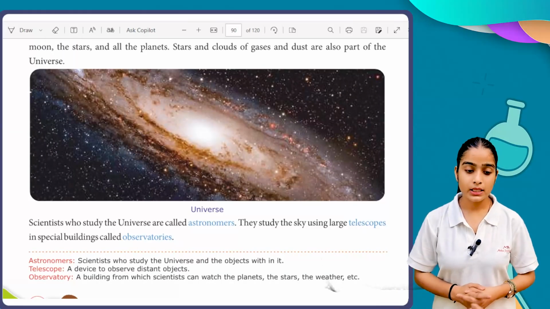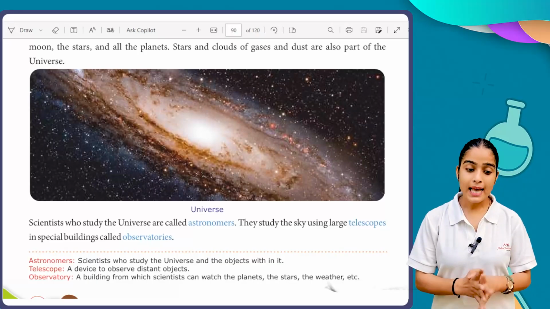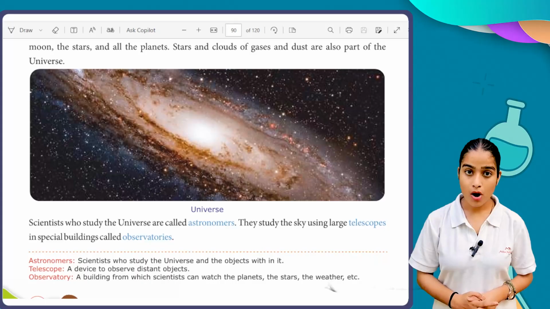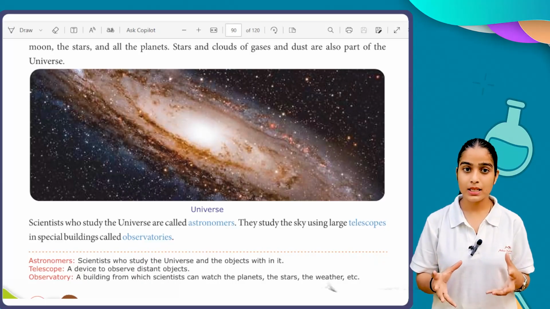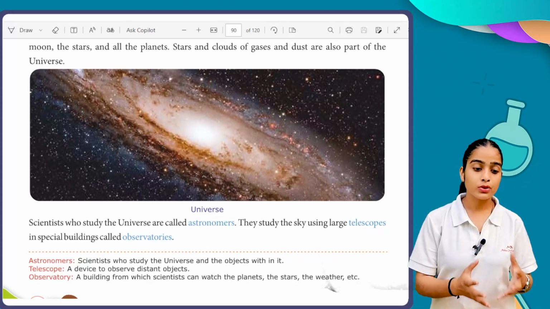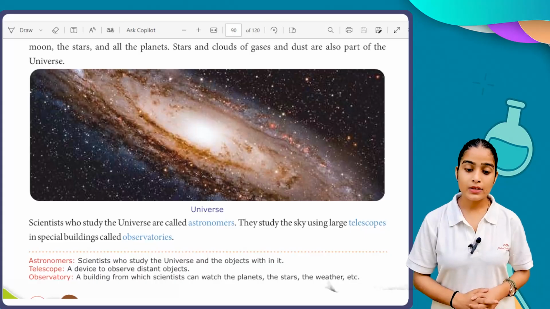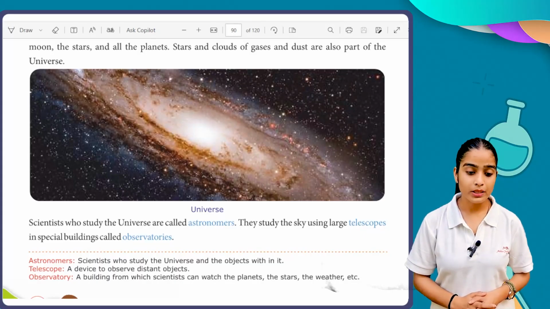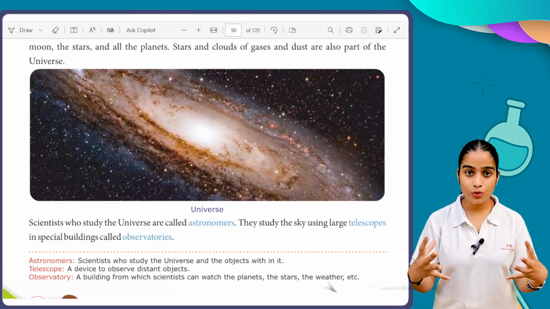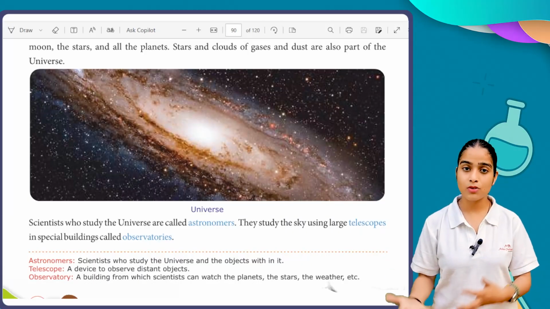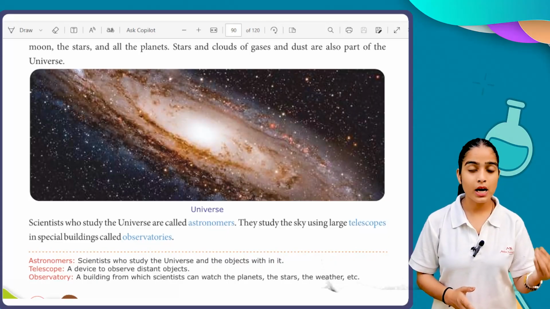Scientists who study the universe are called astronomers. So the learners who study about the universe are referred to as astronomers. They study the sky using large telescopes in special buildings called observatories. So they have special rooms, special buildings referred to as observatories, and with the help of their main equipment, the telescope, they study the sky.